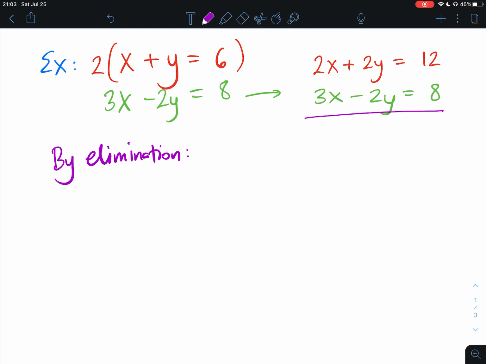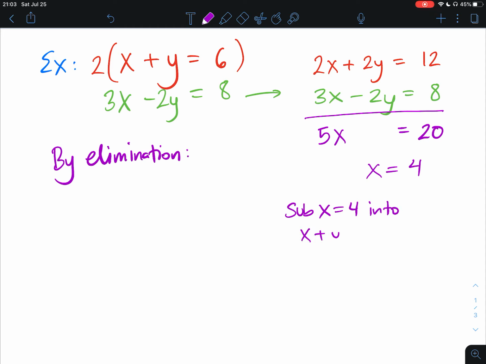So when I add, I get 5x. The positive 2y and the negative 2y cancel. On the right side, 12 plus 8 makes 20. Dividing by 5, we get x equals 4, which should sound very much like what we found a moment ago in our other method. And then you can sub x equals 4 into either equation to find y.